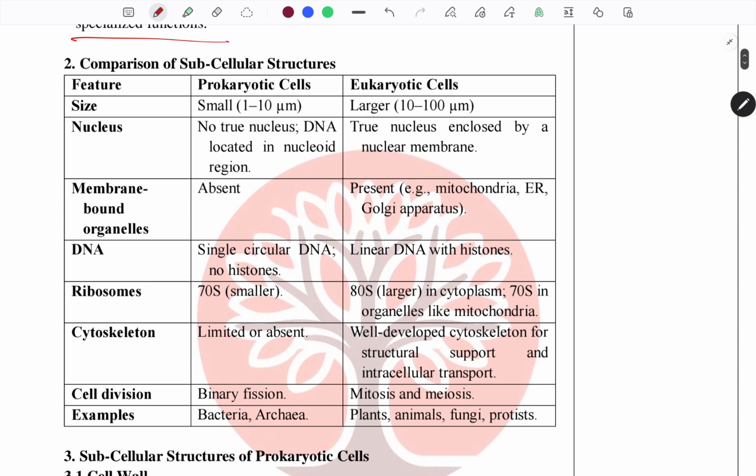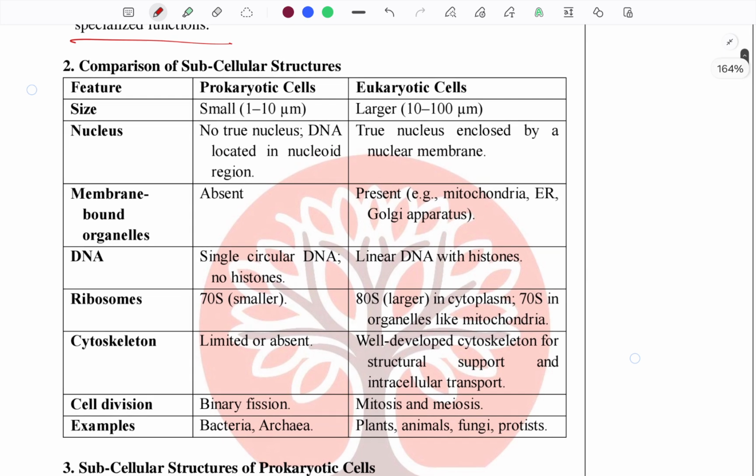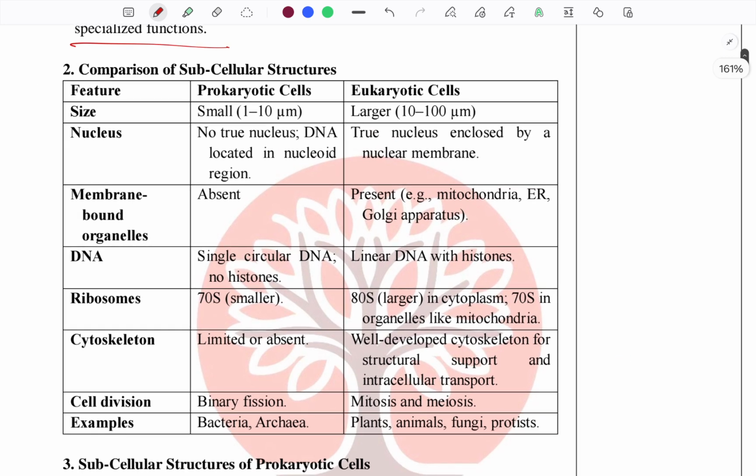So here is one table. We are doing a comparison between the subcellular structures of prokaryotic and eukaryotic cells. Here you can see that in case of size, prokaryotic cells are smaller, ranging from 1 to 10 micrometers. Eukaryotic cells range from 10 to 100 micrometers.